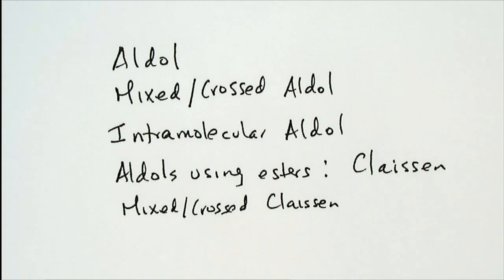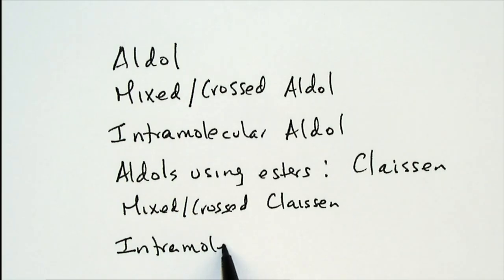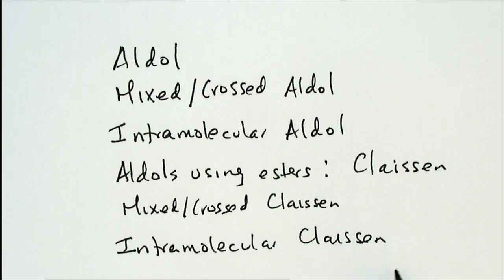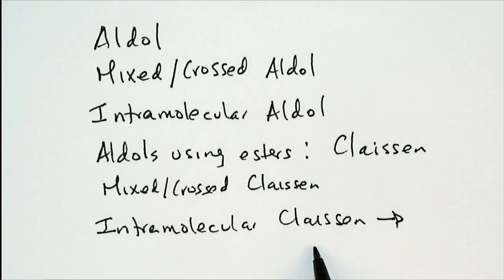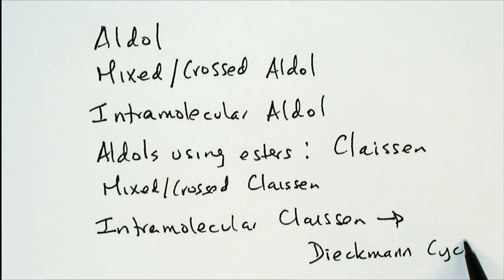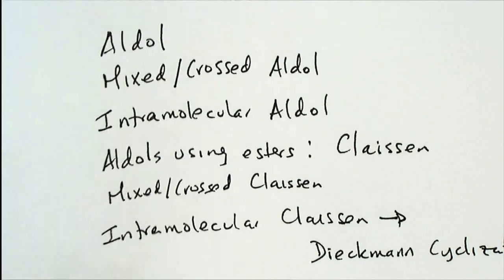So the next thing we want to cover, to follow the same pattern as with aldols, is: can you actually do intramolecular Claisen reactions? And the answer is you can, except that we no longer call these reactions Claisen. We call this type of reaction Dieckmann cyclizations. So let's go over a Dieckmann cyclization, which again is nothing more than an intramolecular Claisen reaction.